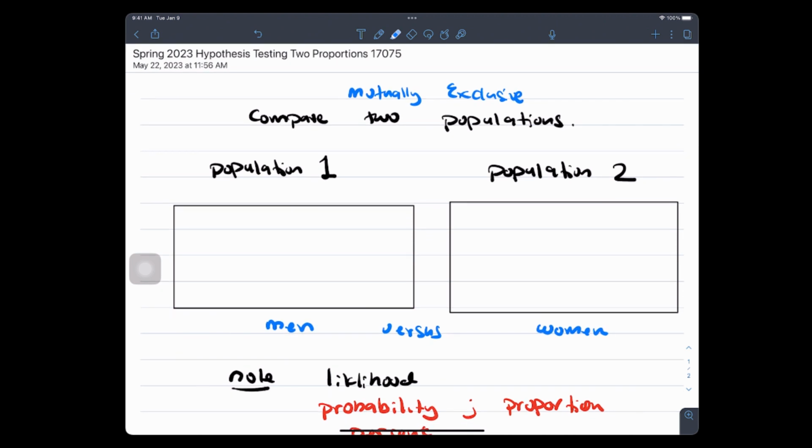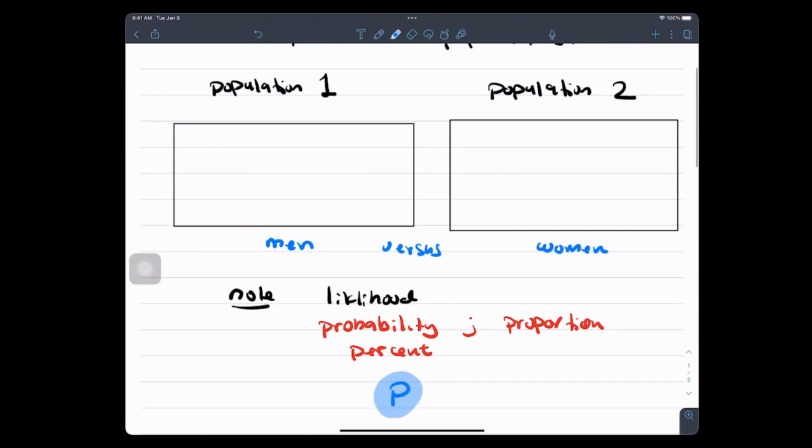The book calls that independent proportions. Oh, whatever. What they kind of mean is two mutually exclusive groups, men versus women, okay? You can't be both. You're either a man or a woman, but not both with this. So we might want to say, hey, guess what? Which population tends to smoke? Men or who? Or women? Which population tends to drink? Men or who? Women.